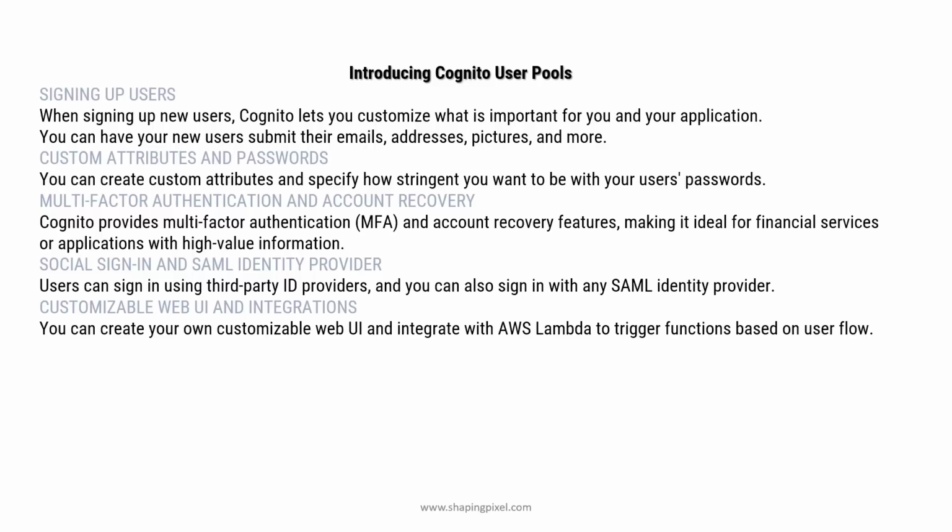Users can sign in using third-party ID providers, and you can also sign in with any SAML identity provider. You can create your own customizable web UI and integrate with AWS Lambda to trigger functions based on user flows. Cognito user pools simplifies the process of user management, authentication, and sign-in, allowing you to focus on developing your application.